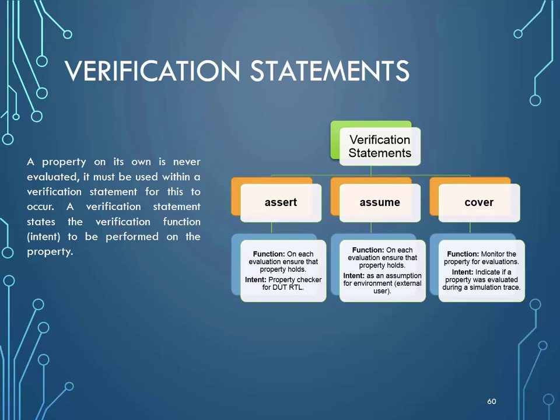Classification of the verification statements, what they are, I think I don't need to add more information on this. Everybody knows what an assert statement is, the function on each evaluation ensures that the property holds, but the intent is the one that changes for every one of these blocks. The intent for an assertion is to properly check for design under test register level transfers, and assume's intent is an assumption for the environment.